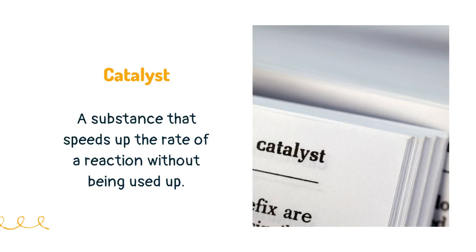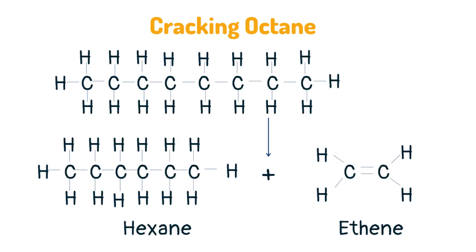A catalyst is a substance that speeds up the rate of a reaction without being used up. When cracking octane, the products are hexane and ethene. An alkane and an alkene are produced.